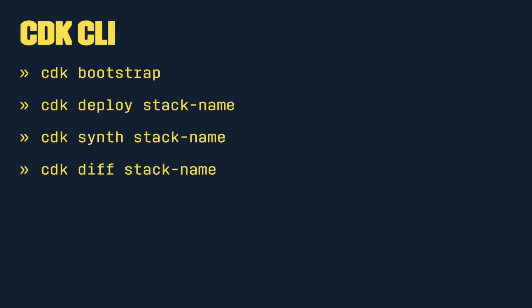Synth is also a useful one. It will print out the raw CloudFormation that's generated to your terminal. That's really good for debugging and sanity checking. The final command that I find quite useful is diff. If you've made changes to your stack locally, you can do a diff against the stack as it is in your AWS account, and you'll be able to see what is added and removed, and the implications of that. You'll be able to see if things need replaced or can just be updated in place. So that's quite a nice one as a final check before you deploy.